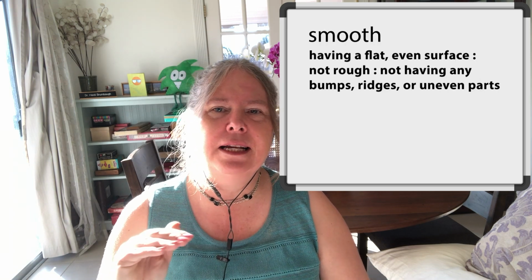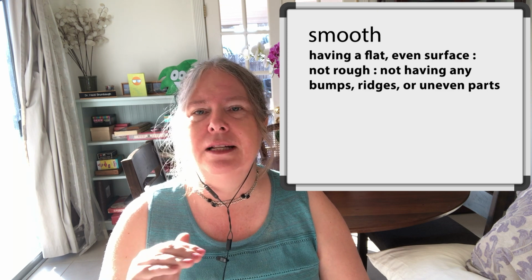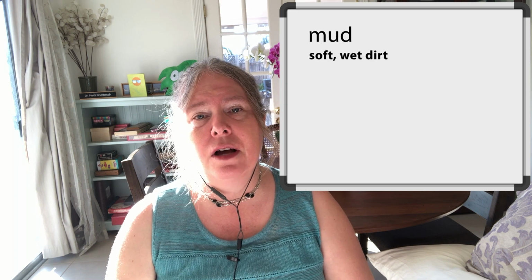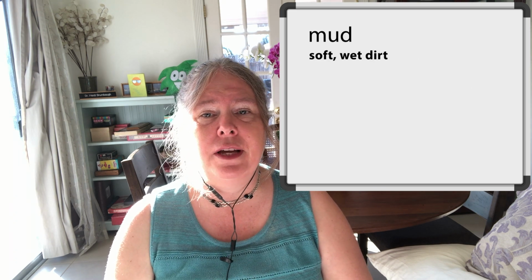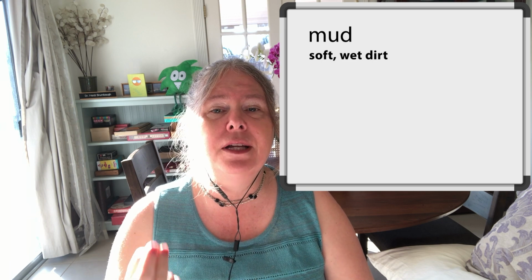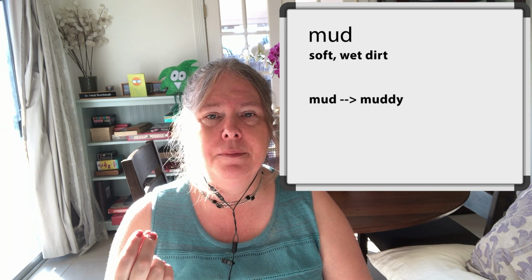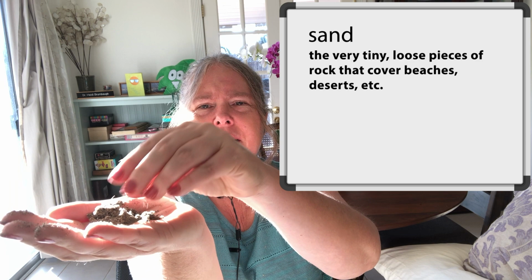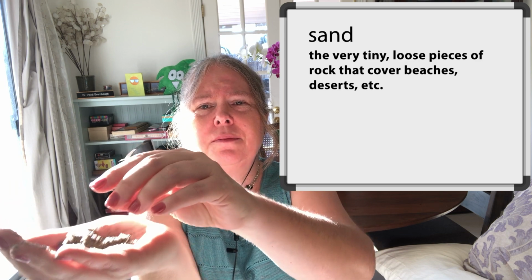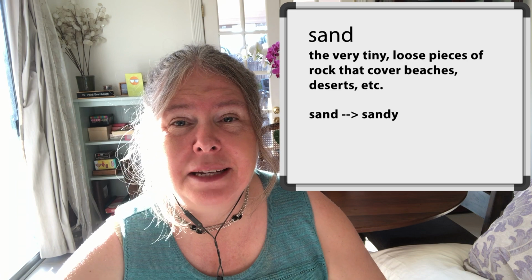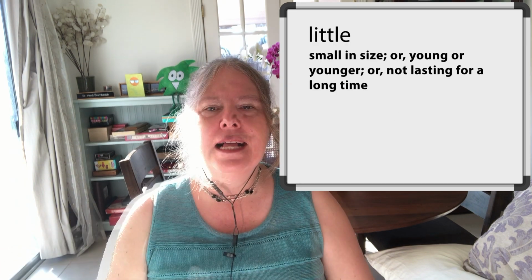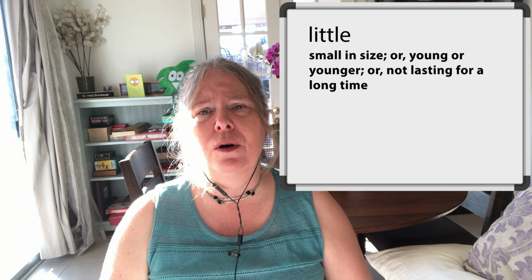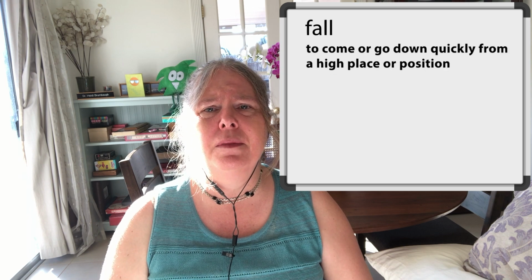Smooth, having a flat, even surface, not rough, not having any bumps, ridges, or uneven parts. Mud, soft, wet dirt. You can make an adjective out of this word by adding Y, but you need to double the D, muddy. Sand, the very tiny, loose pieces of rock that cover beaches, deserts, etc. The adjective form is sandy. Little, small in size, or young or younger, or not lasting for a long time.